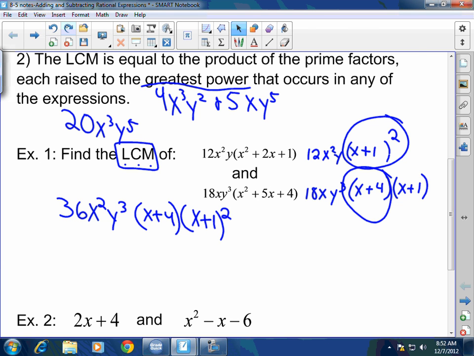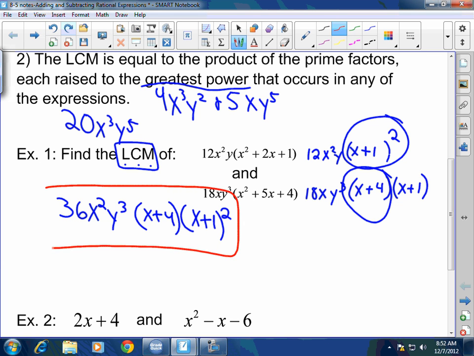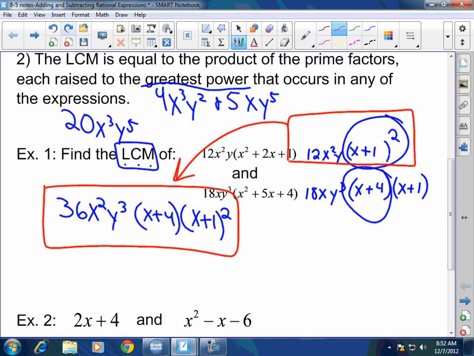Okay. Do you see that this is my LCM, correct? What do I need to multiply to this to make it look like that? What do I have to multiply to 12 to make it look like 36? A 3. What do I need to multiply to x squared to make it look like x squared? Nothing. What do I need to multiply to y to make it y cubed? What do I need to multiply to x plus 1 squared to make it look like x plus 4 times x plus 1 squared? Bam. That's what I'd have to multiply to that to make it equal.